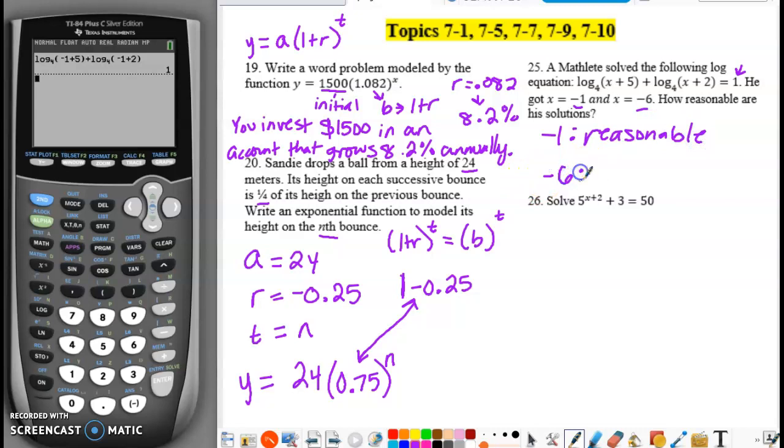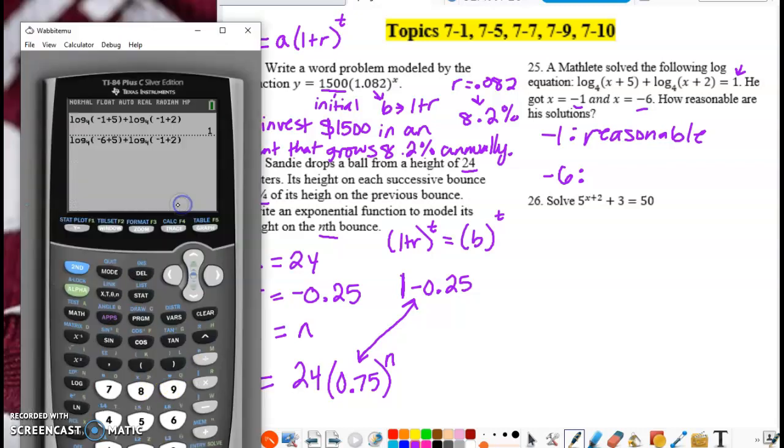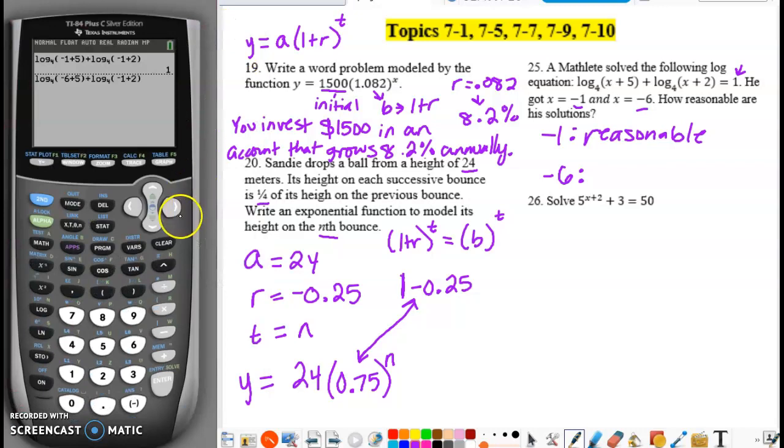So let's see what happens when we do negative 6. So all I have to do is I'm just going to copy this equation. And I'm going to replace both of these negative 1s with negative 6s. So instead of negative 1, we have negative 6. And then same thing on this one. Instead of negative 1, we have negative 6. And let's see if this works.